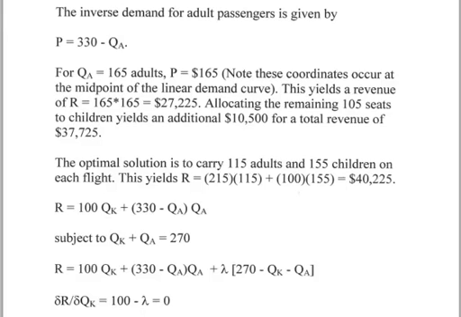Here you see the inverse demand equation for adult passengers. P equals 330 minus QA. And if we were to price at the midpoint, you recognize we earn a revenue of $27,225, and allocating the remaining 105 seats to children would yield another $10,500 for a total of $37,725, as we discussed earlier.